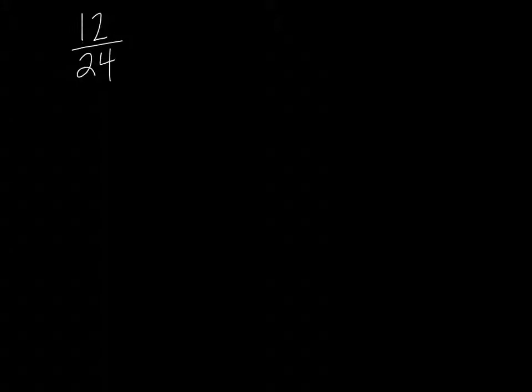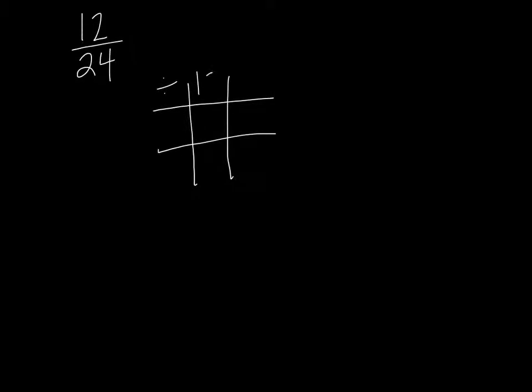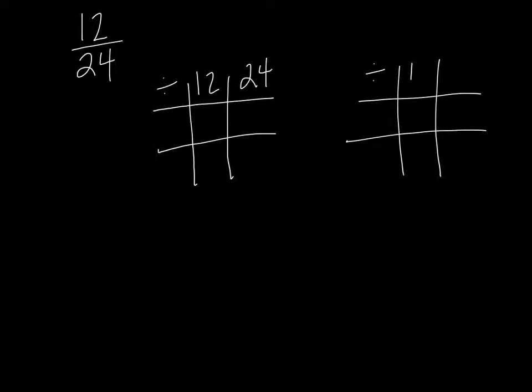Now let's try 12/24. So my numerator is 12 and my denominator is 24. And I'm going to show you this problem done in two different ways so that you can see the answer won't change. So when I first look at 12 and 24, right off the bat I know those are even numbers, so I can divide by 2. 12 divided by 2 is 6. 24 divided by 2 is 12.